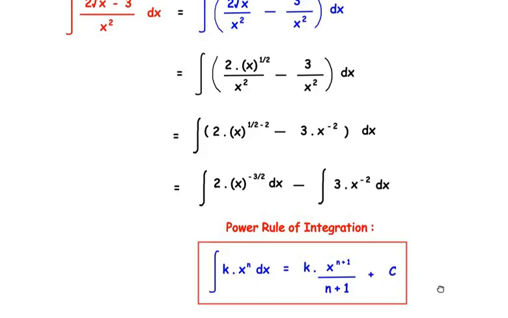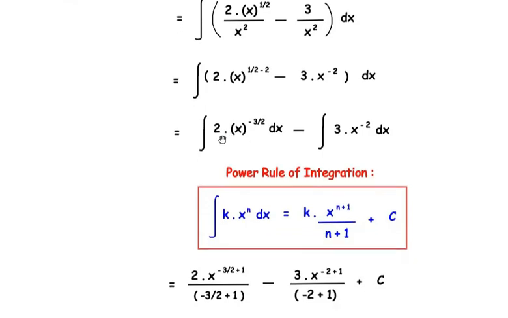So using this formula, for the first term, since 2 is a constant, we get 2 times x to the power of, now the power of x increases by 1, giving us minus 3 over 2 plus 1, divided by the same power, minus, now 3 is a constant here, so 3 times x to the power of, now the power of x increases by 1, giving us minus 2 plus 1, over the same power in the denominator, plus constant of integration. When we remove the sign of integration for indefinite integrals, we have to add this c.